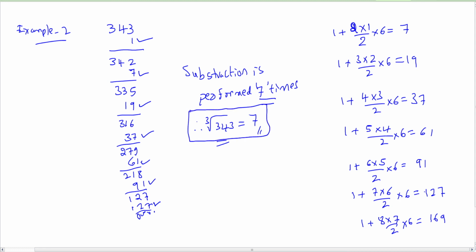Like this, we can find the cube roots for small numbers, but for very large numbers it is not convenient. Okay, this is the cube root of 343 and all those things.